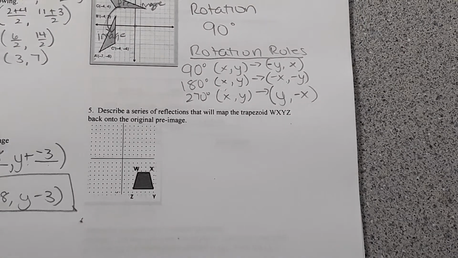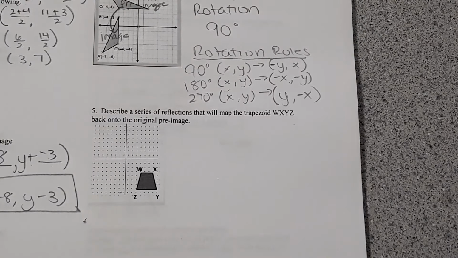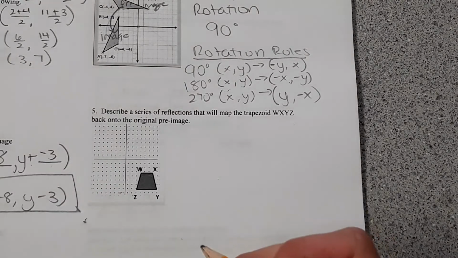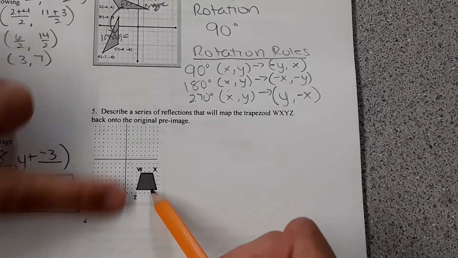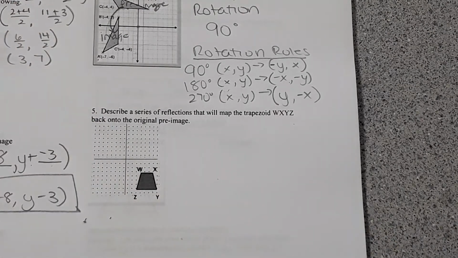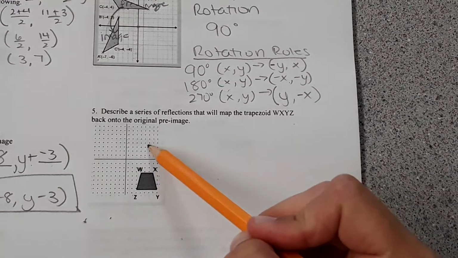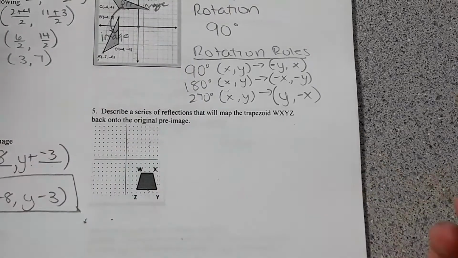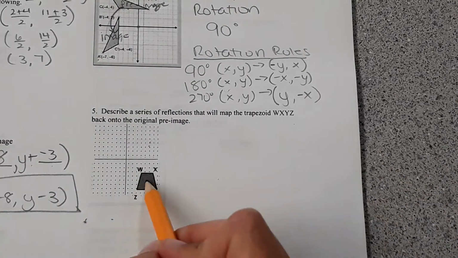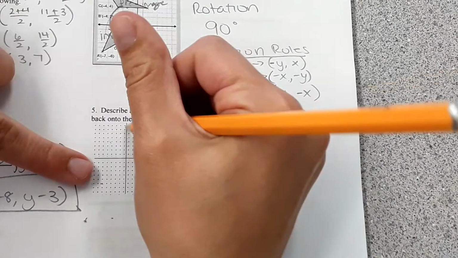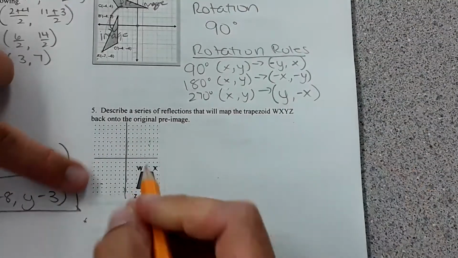And number 5, describe a series of reflections that will map trapezoid WXYZ back onto the original pre-image. This is a subjective answer. There's more than one correct answer for this. You could simply just reflect it over the x-axis and then reflect it again onto itself. You could also reflect it like all the way around.